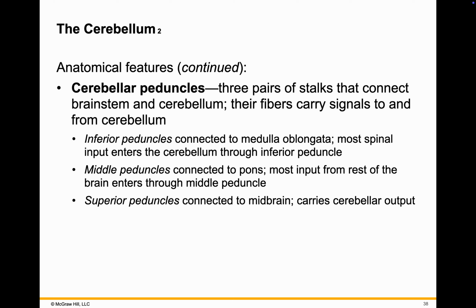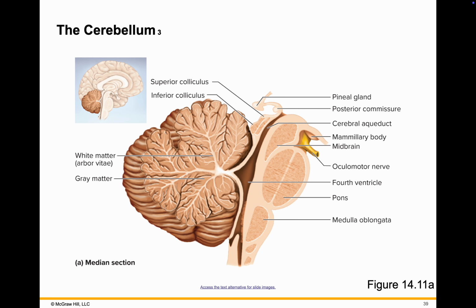The cerebellar peduncles are 3 pairs of stalks that connect the brainstem and the cerebellum, and their fibers carry signals to and from the cerebellum. The inferior connects the medulla oblongata, carrying most of the spinal input. The middle connects to the pons, and the superior connects to the midbrain. And here is that tree of life, called the arbor vitae, in white matter, and then the gray matter.